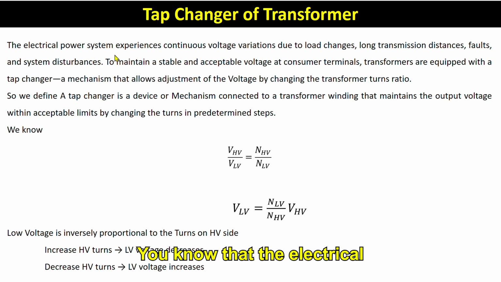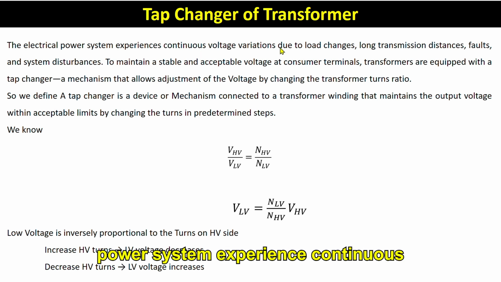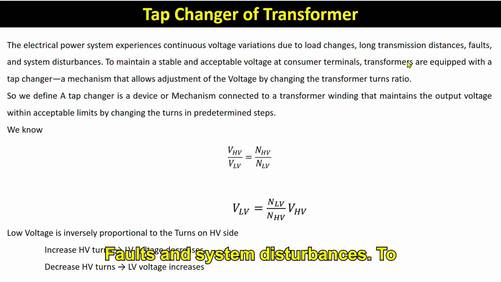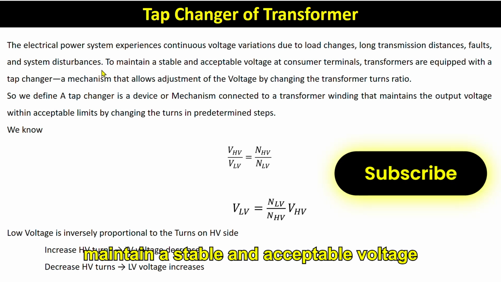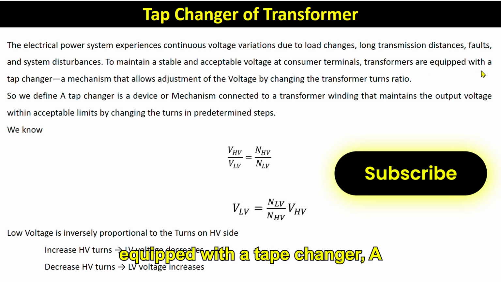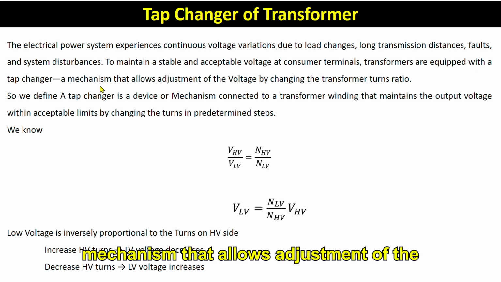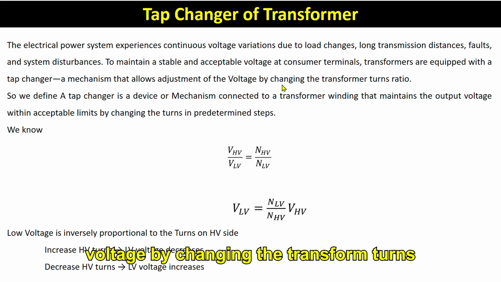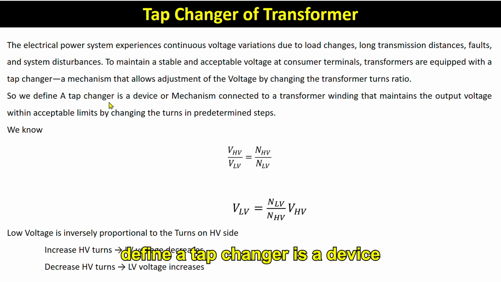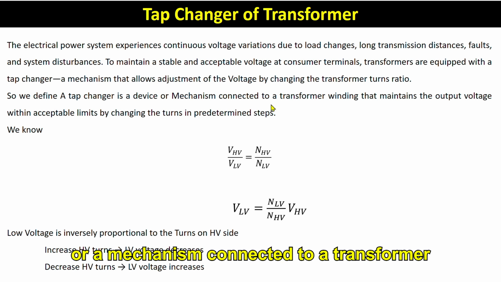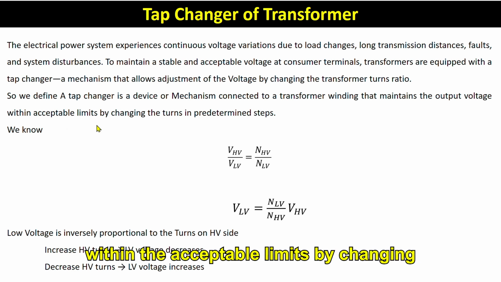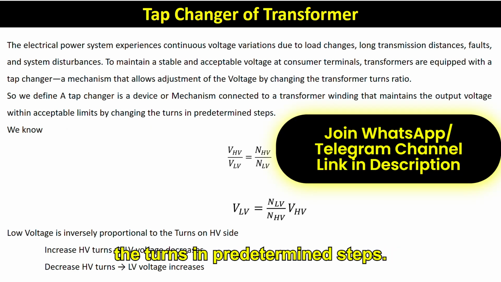You know that the electrical power system experiences continuous voltage variations due to load changes, long transmission distance, faults, and system disturbances. To maintain a stable and acceptable voltage at consumer terminals, transformers are equipped with a tap changer, a mechanism that allows adjustment of the voltage by changing the transformer turns ratio. So we define a tap changer as a device or mechanism connected to a transformer winding that maintains the output voltage within the acceptable limits by changing the turns in predetermined steps.